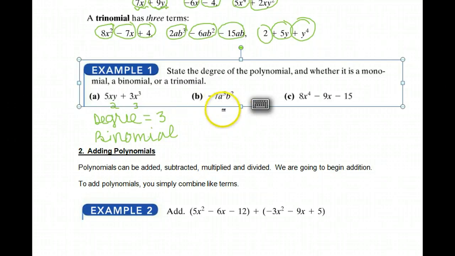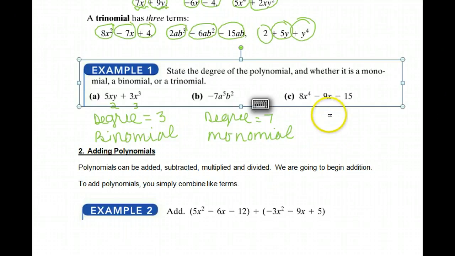For letter B, it has a degree of 7 because 5 plus 2 is 7. And it is only one term, therefore it is a monomial.